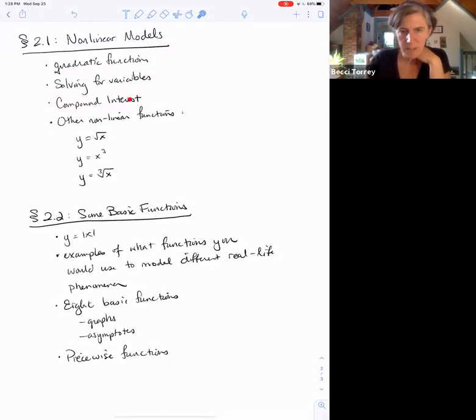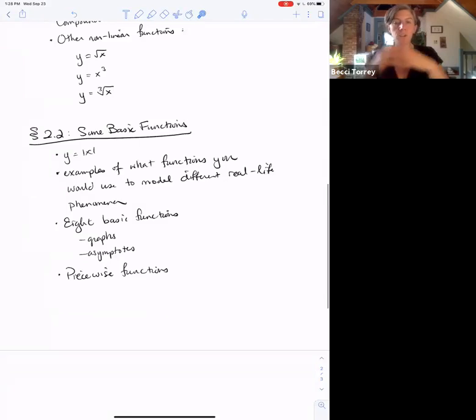We'll touch a little bit on compound interest. We'll come back to that more again later in the semester. And we'll start looking at some other nonlinear functions. So we studied linear functions in chapter 1. These are nonlinear functions: square root of x, x cubed and cube root of x. We'll get a little bit of introduction in section 2.1. And then section 2.2 will expand that toolbox. We'll get some more basic functions.